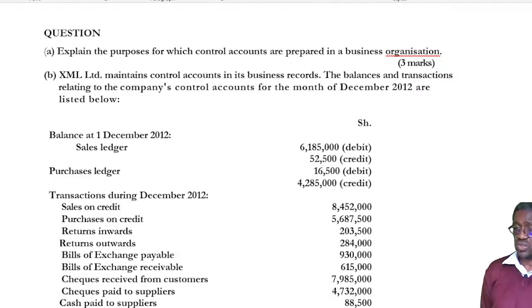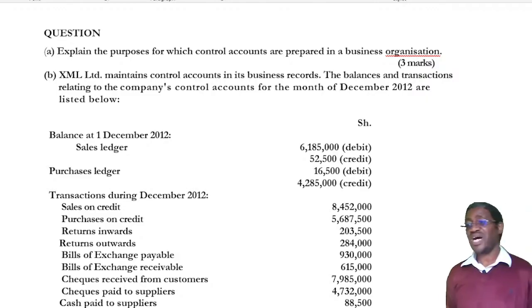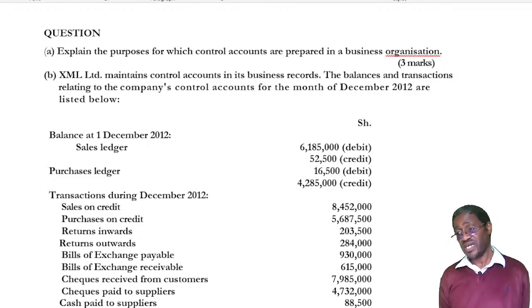In the accounts, to locate an error that could have been committed when entering the transactions in the accounts. That's number one: to locate errors.